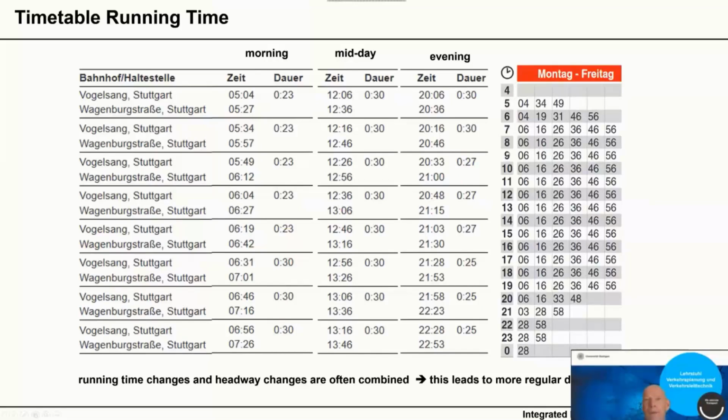And with these 30 minutes, they provide you a timetable with fixed departure times. All you need to memorize is that at minute 6, 16, 26, there is a service. But you see, it's different in the morning. So often this change in travel time, or running time, is connected with a change in headway.